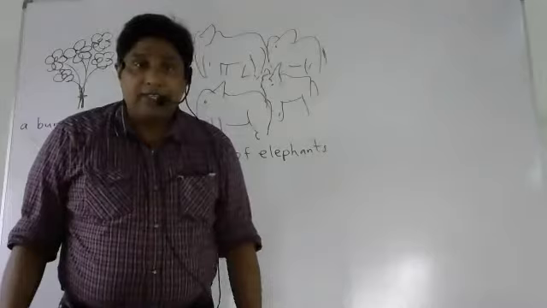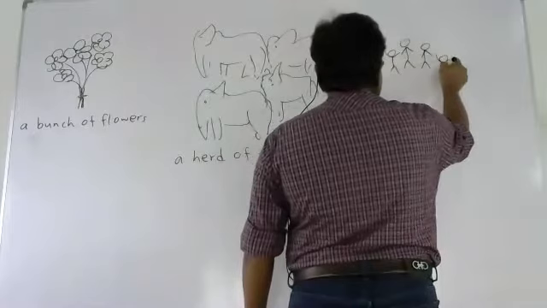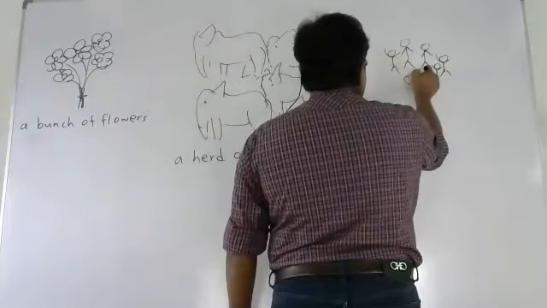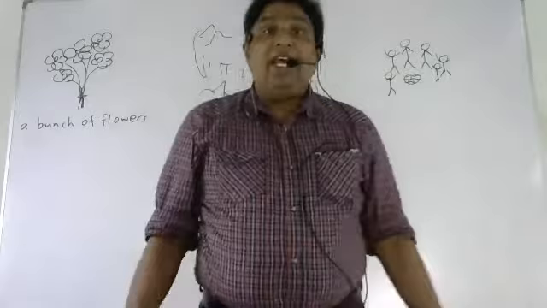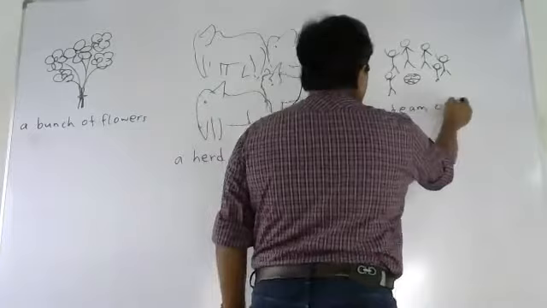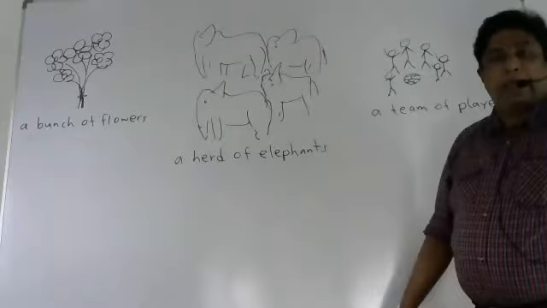Now let's think of another set. And they have got the ball with them. Now that may be the volleyball team. 1, 2, 3, 4, 5, 6. There are 6 players. Then we can say a team of players. Now you find a bunch of flowers, a herd of elephants, a team of players. Now we call them collective nouns.